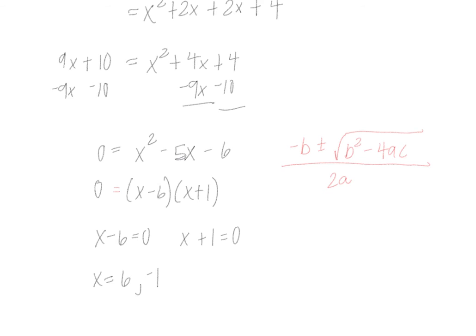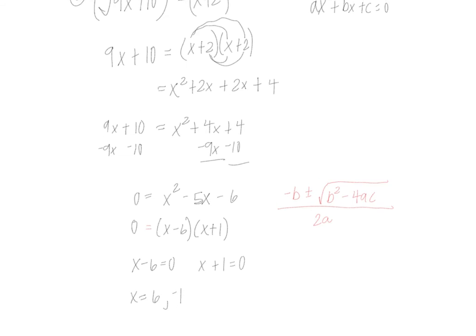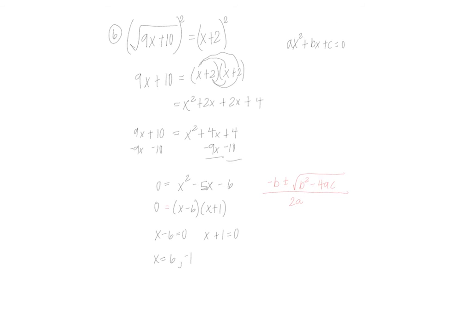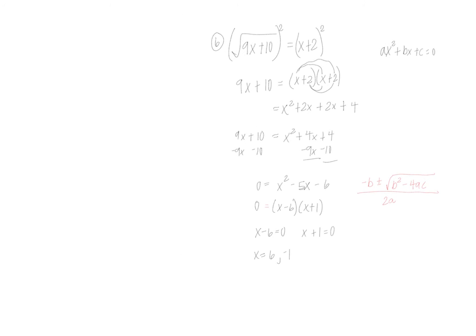What you would want to do at this point is plug those answers in to make sure they're correct. On this test, when you're dealing with rational equations and equations with square roots and things like that, you do want to make sure your answer is true. Sometimes you get an answer that you cannot use. So over to the side, I'm just going to check it. The square root of 9 times 6 plus 10 equals 9, not 9.